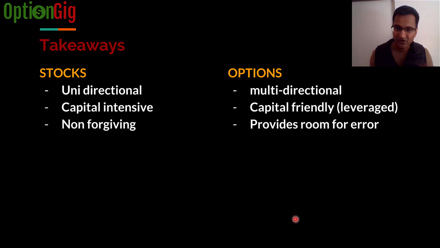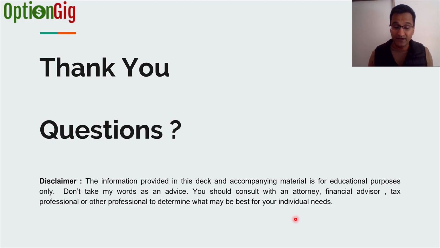Lastly, we saw that stocks are non-forgiving. If your analysis is wrong, you are penalized immediately. Options, on the other hand, provide you a room for error. Even if you are wrong, but only by a certain amount, you still have a cushion for that amount, and your portfolio will still be healthy, even if your own analysis turned out to be wrong. So I think these are the biggest differences, in my opinion, and that's what got me to start trading options. I hope you find this very useful.